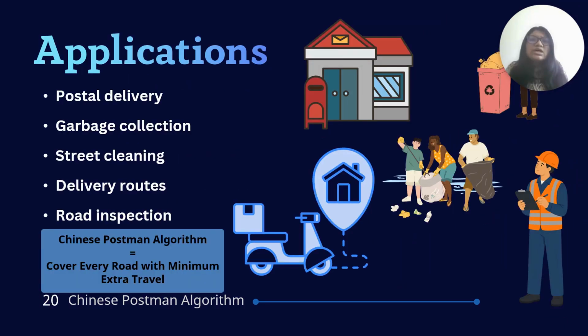While we call it the Chinese postman problem, this algorithm is used everywhere in the real world. It's used for postal delivery and mail sorting, but also for garbage collection trucks, street sweeping, and snow plowing, planning delivery routes for logistics companies, and even road inspection for potholes and damage. Whenever you have a vehicle that needs to cover a specific set of paths and return to base, this algorithm saves massive amounts of time and fuel.